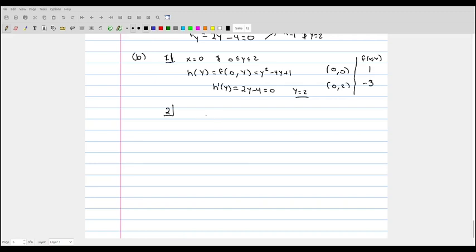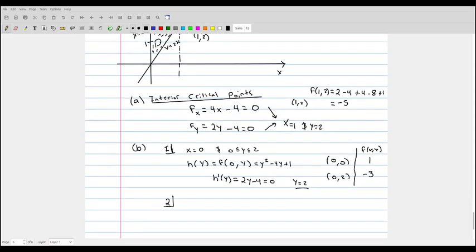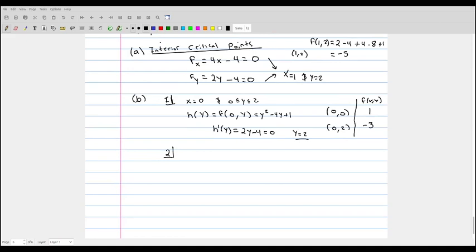The second piece of our boundary consists of, we'll call it the top piece. So we just did the first piece, which is this left piece. The second piece of the boundary is when y equals 2 and x is between 0 and 1.